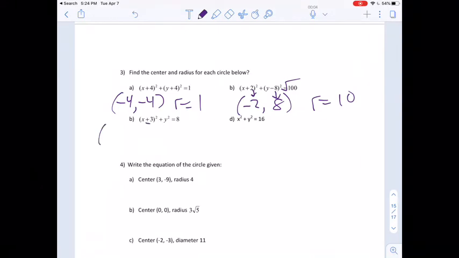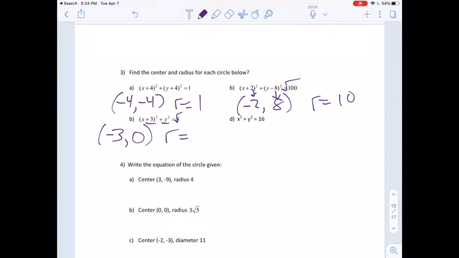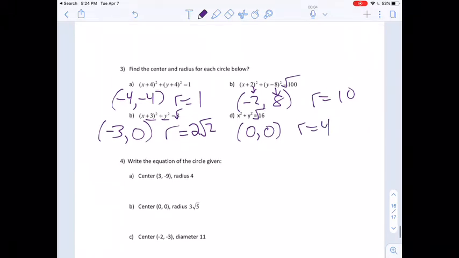For C, opposite of that number, negative 3. No number, that's 0. I'm going to do the square root of 8. Square root of 8 is a decimal, or you can simplify it to 2 root 2. And that's how you want to leave that for these kind of problems. But if you were graphing, you'd want to find out what the square root of 8 is as a decimal so that you can estimate that and draw a graph. D, 0, 0 is my center. Square root of 16 gives me 4.